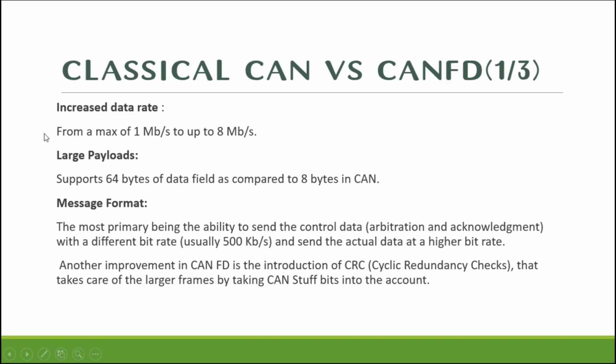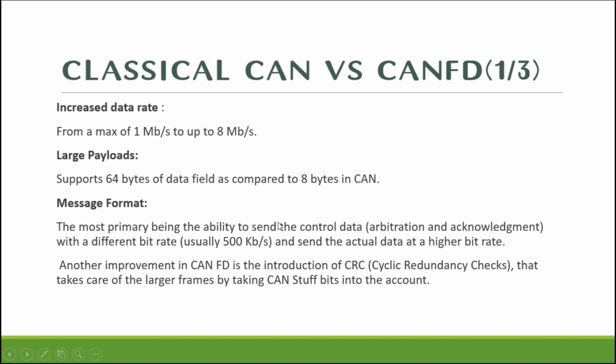Here you can see the major difference of classical CAN versus CAN FD. Data rate has been increased up to 8 megabit per second, and the payload supports 64 bytes of data field as compared to 8 bytes in CAN. In order to achieve the increased data rate and larger payloads, they have made some changes in the message format. The most important change in the message format is that we have control data and actual data, and we can send them at different bitrates.